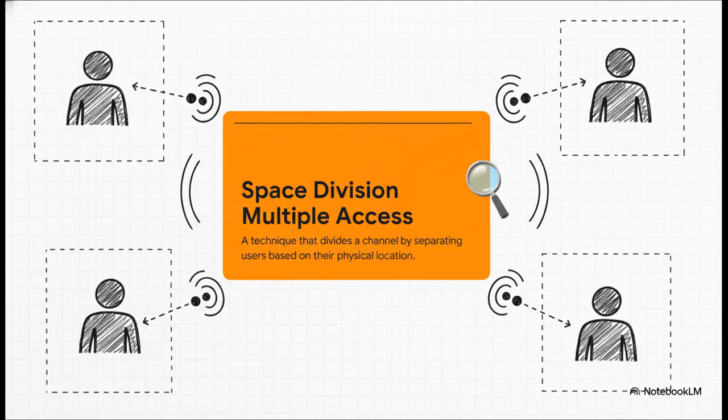Well, the answer that SDMA gives us is actually kind of brilliant in its simplicity. What if, instead of making everyone take turns talking or giving them all a secret code word, you just had them stand in different parts of the room? And that's pretty much what SDMA does. It separates users based on nothing more than their physical location in space.